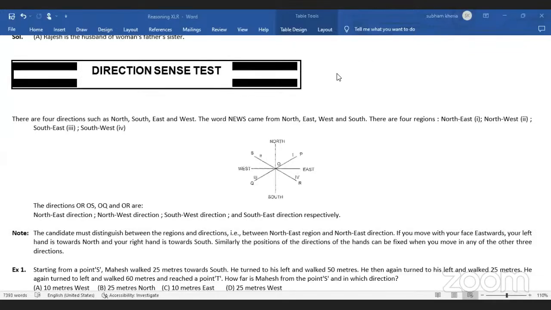What I'm saying is, for example, if I am saying this is north and I am facing north, okay, which is my left? This is my left. What is this? West. If I am facing north, which is my right? East.